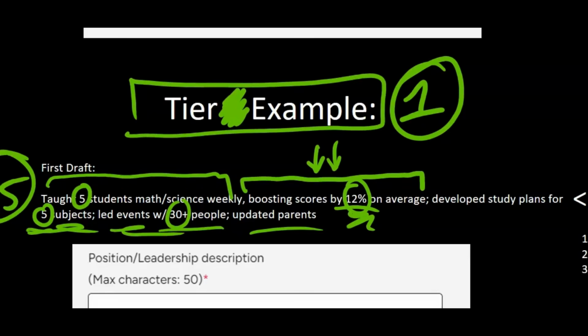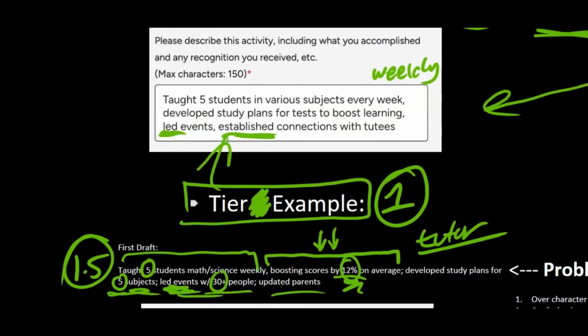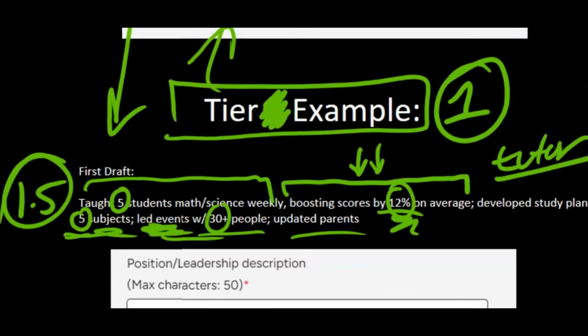You led events. Ooh, wow, this is a different angle, right? So we know you're a tutor, but now we also have the leadership role of leading events. How great is that, right? That's something that you could not have included up here to a better extent. So you led events. Okay, cool. We don't really have more information here versus down here: you led events with 30 plus people. Now it seems so much more magnifiable and more impactful.